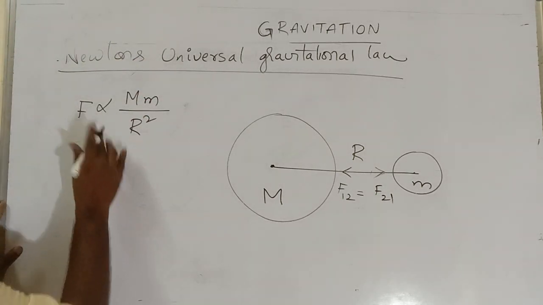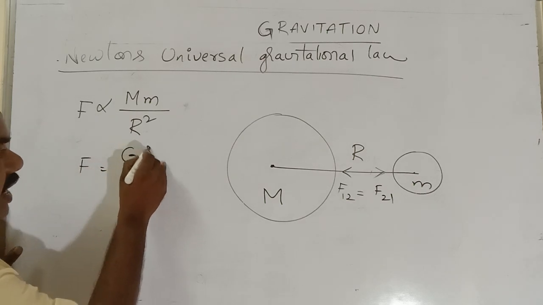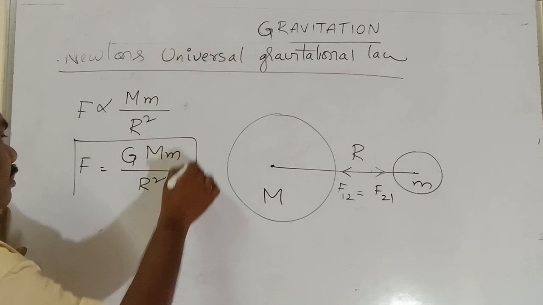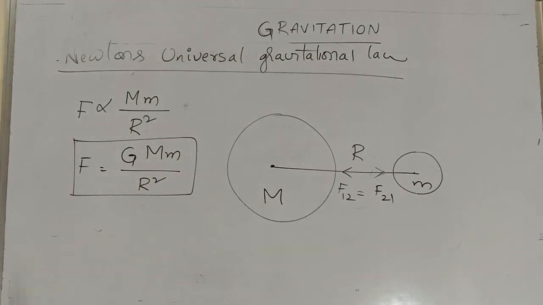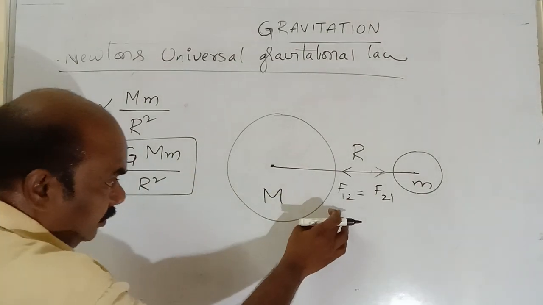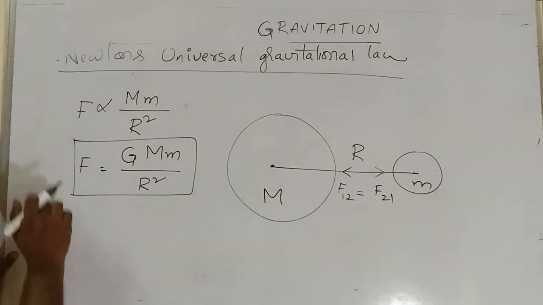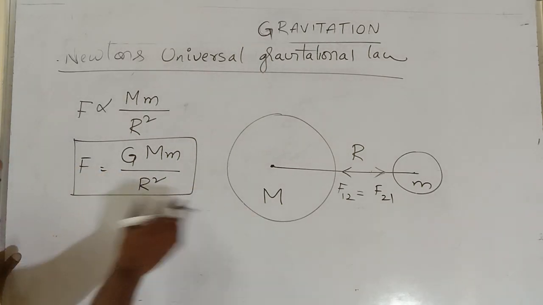If you remove the proportionality, one constant is required, that is capital G, remaining as it is. Note down, F equal to G M m by r square. This is what Newton's universal gravitational law is. Sir, what is F? F is the force of attraction between two bodies. Of course, you can write it as F12 or F21.